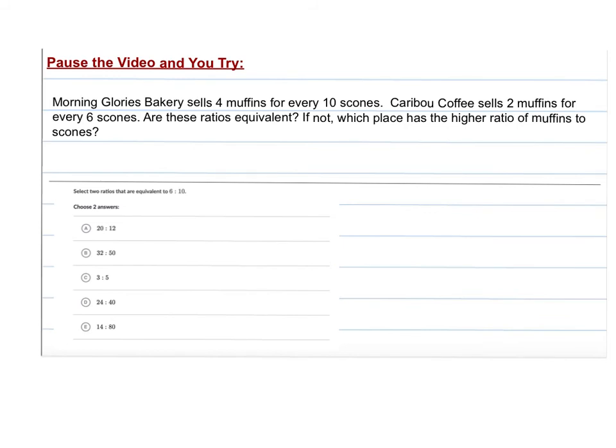So Morning Glory sells 4 muffins for every 10 scones. Caribou Coffee sells 2 muffins for every 6 scones. Are these ratios equivalent? If not, which place has the higher ratio of muffins to scones?